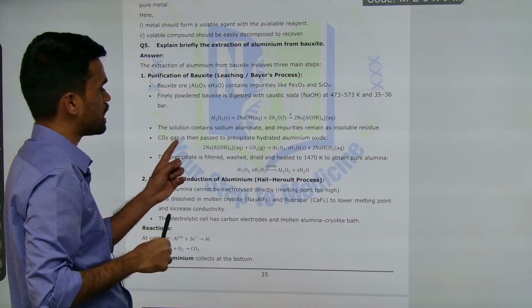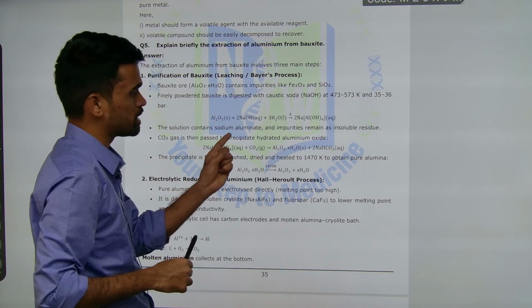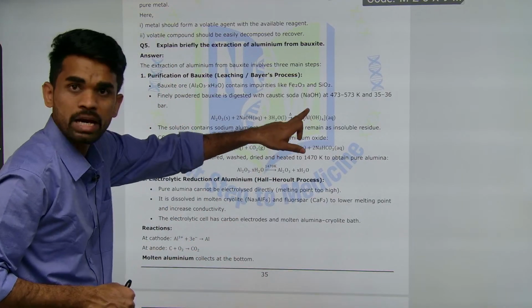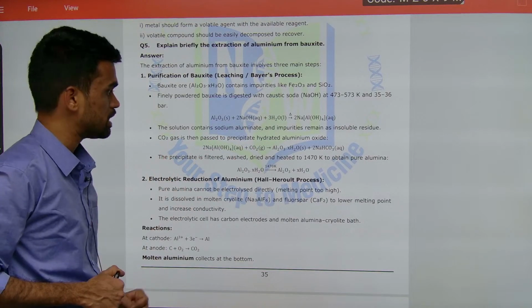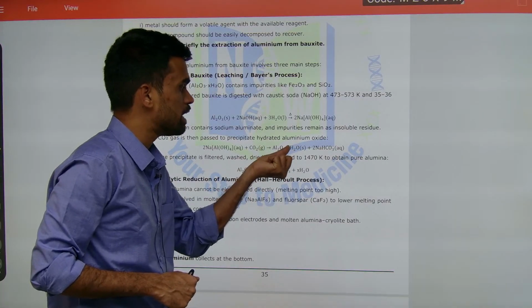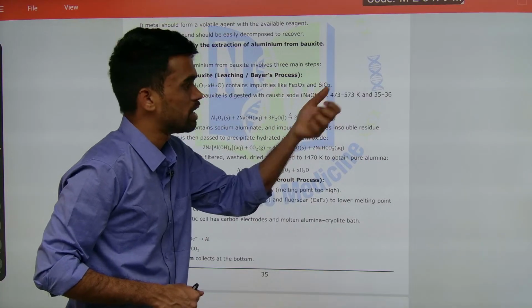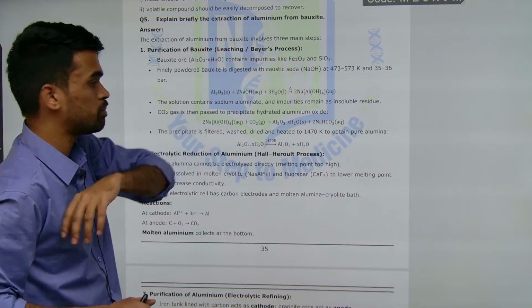CO2 gas is then passed to precipitate hydrated aluminium oxide. Through the solution we have collected, carbon dioxide gas is passed. So now again we get our Al2O3·xH2O. This is now our pure form because the impurities were removed; they are insoluble, so they were separated out.